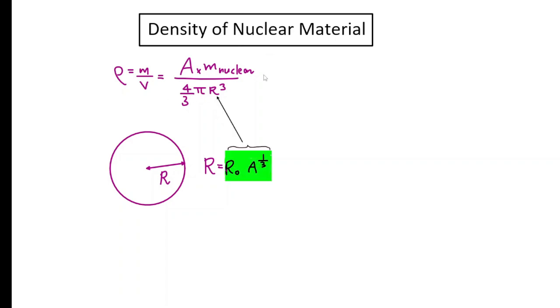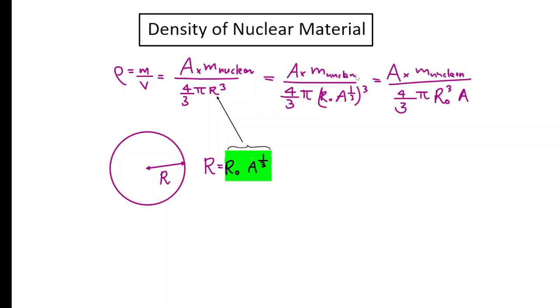So let's see what we get. We get A multiplied by the mass of a nucleon divided by 4/3 π, where R is R₀ A to the power of a third, cubed. A times m nucleon divided by 4/3 π R₀ cubed, and A to the power of a third cubed is simply A. Now you can see this capital A at the top and bottom gets cancelled out. So that gives us the formula for the density.